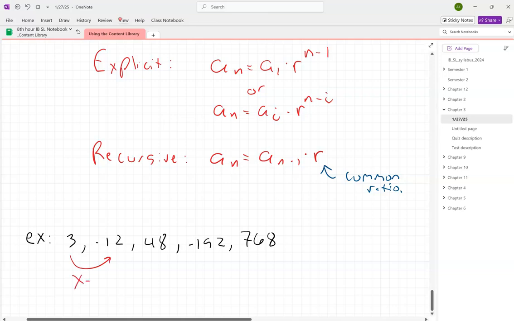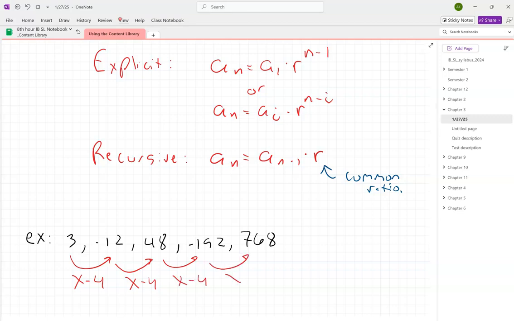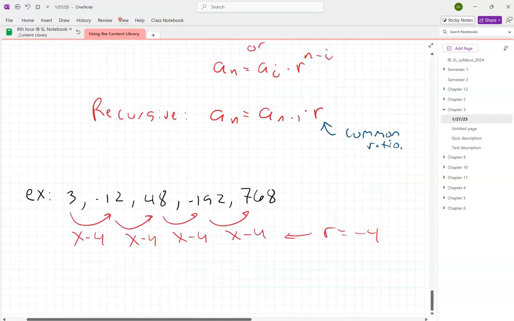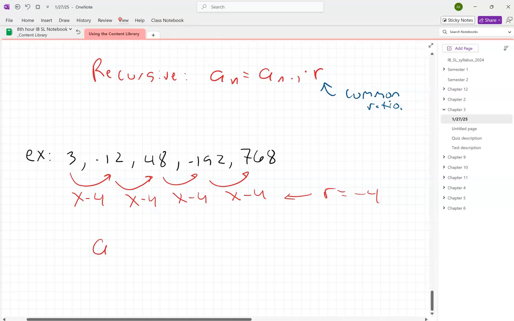So I know it's probably geometric, but it can't be arithmetic. I notice that if I multiply by -4 each time, I get the next term. That tells me that r is -4. So I can say then I have my first term times r to the n minus 1.